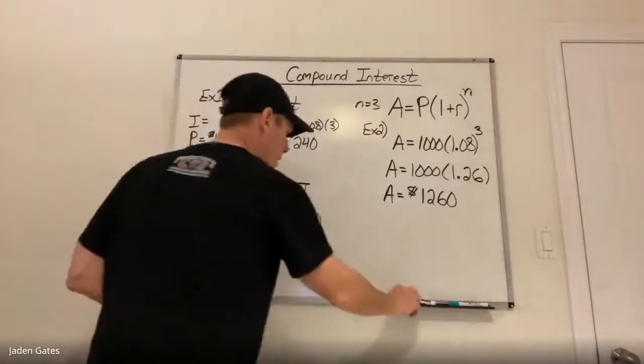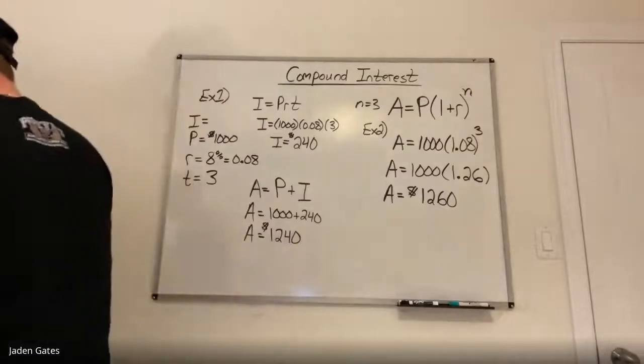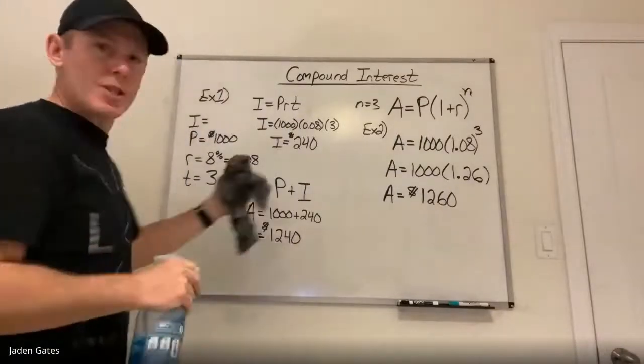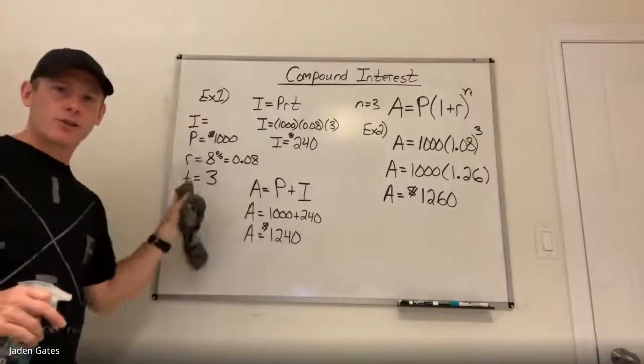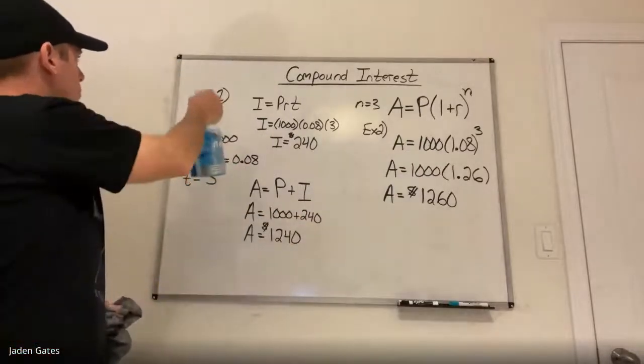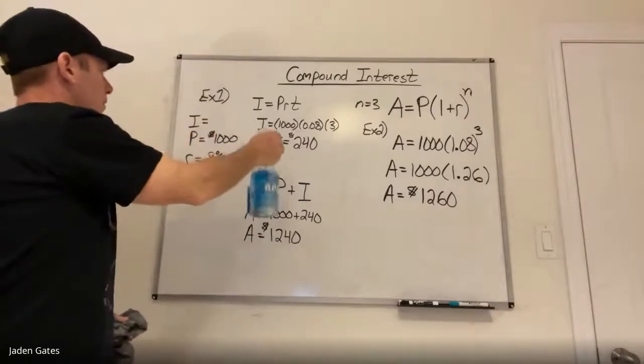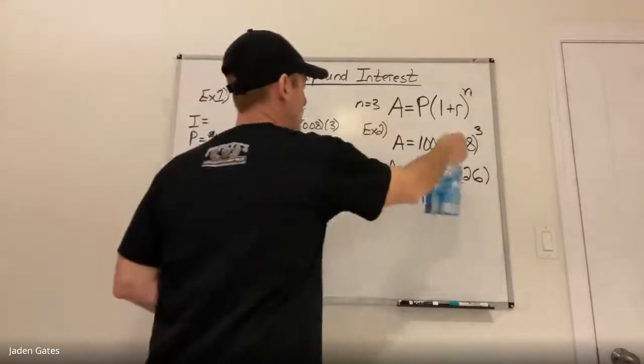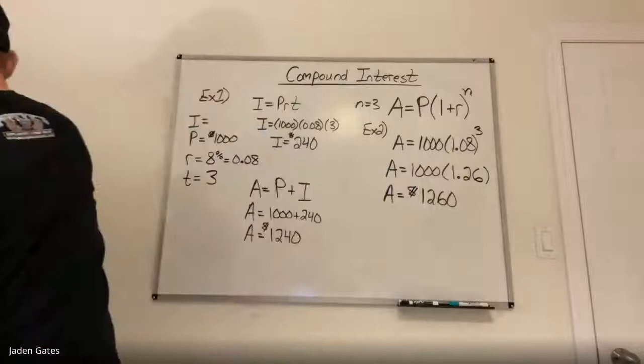All right, so I'm going to try example number 3 here. Are there any questions about that so far? Again, just going through the difference of simple interest and compound interest. All right, let's try another one of those. Leave the formula up there. We're going to need it.